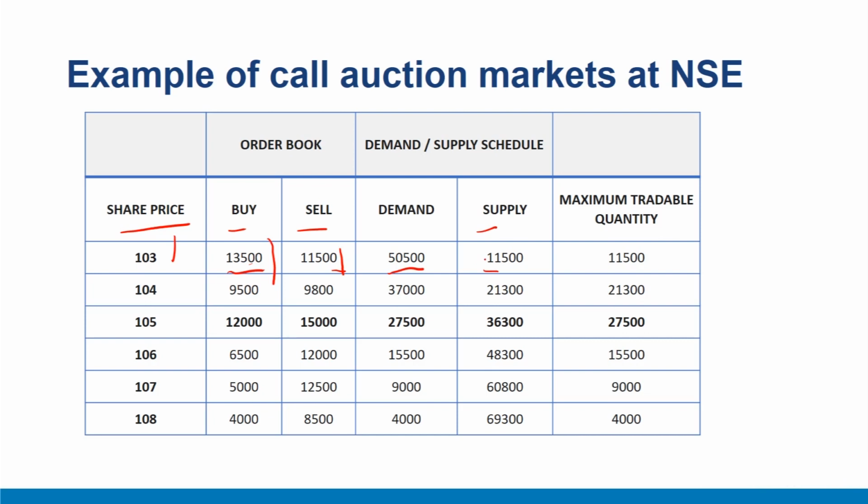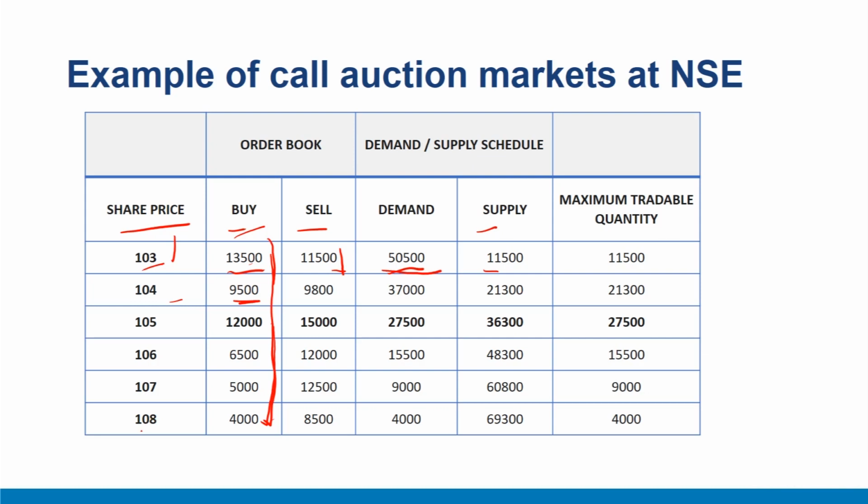How to do that? For example, if we want to estimate the buy schedule at 103 rupees, notice almost all these orders on the buy side would be willing to buy at this price, and therefore their cumulative buy volume is provided here. If you are looking at 104 rupees, starting from this quantity and all the other higher quantities would be available to buy at this price.